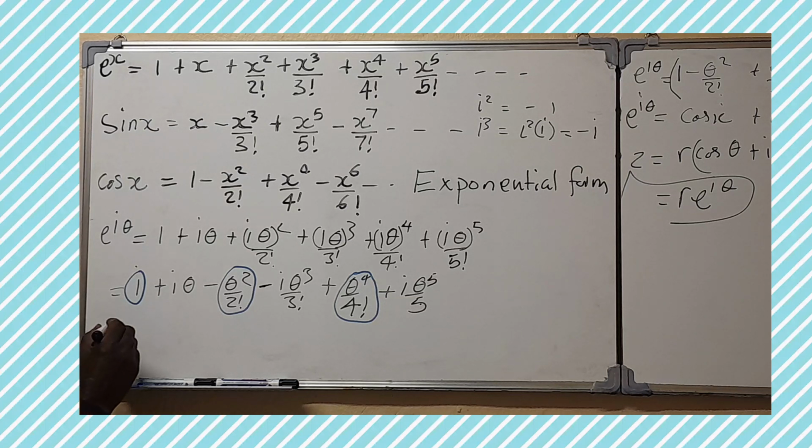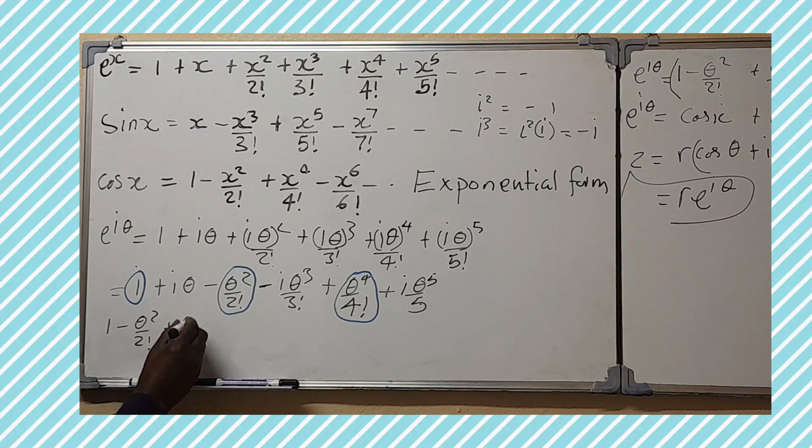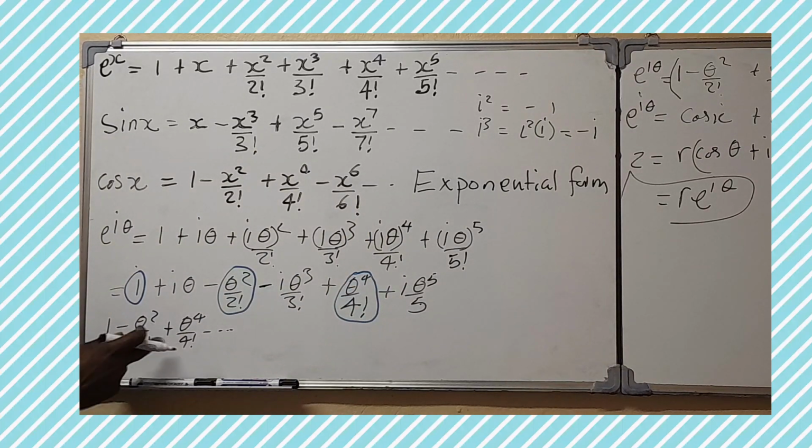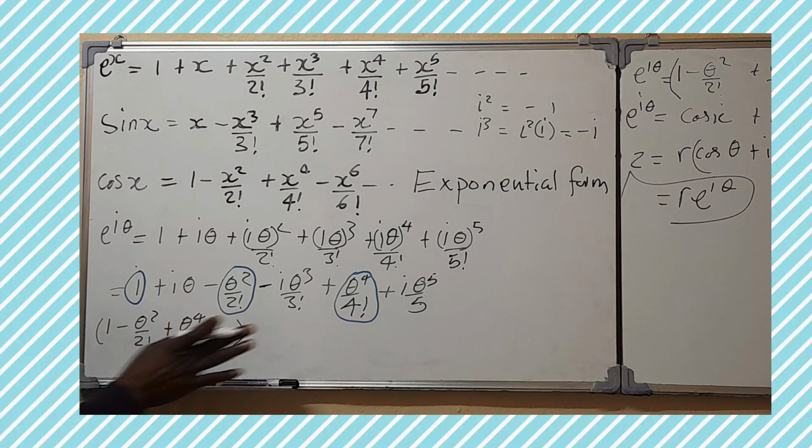So the ones without an I will be 1 minus theta squared over 2 factorial. The next one will be plus theta to the power 4 over 4 factorial. And this, of course, would extend. If we were to go on and on, we would be able to identify this, and they would extend to infinity. So I've put them in brackets there with the 3 little dots to indicate that this is something that goes on and on.